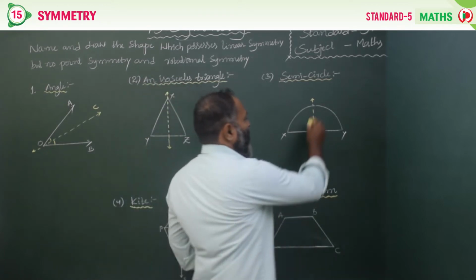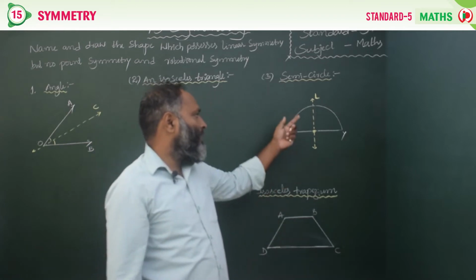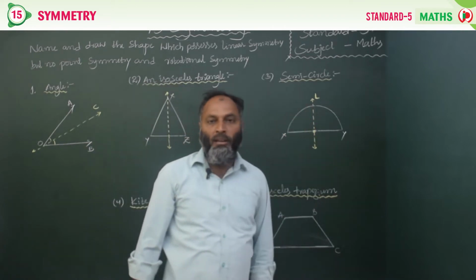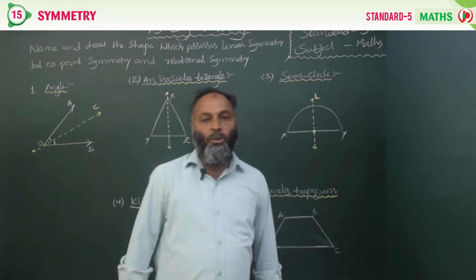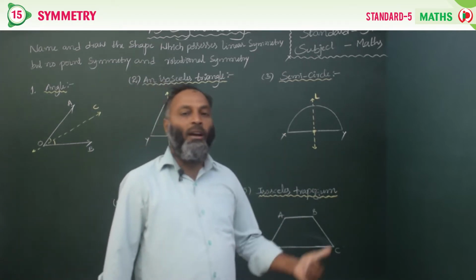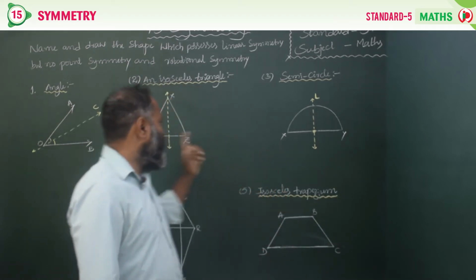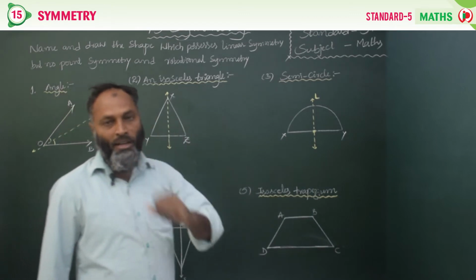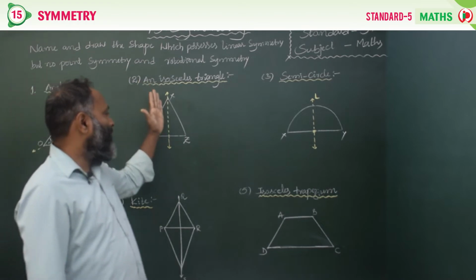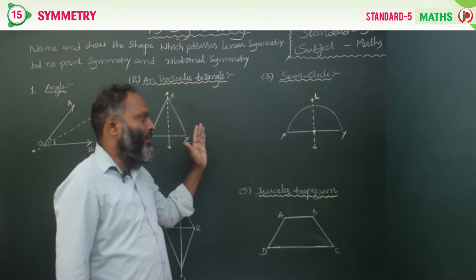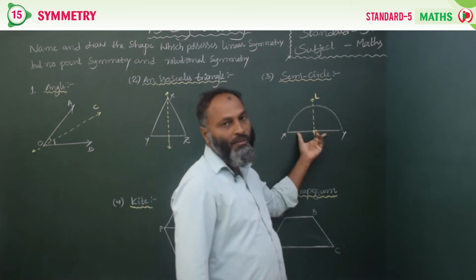So this line L is a line of symmetry of this semicircle. Here also the same: this semicircle does not have a point of symmetry and does not have rotational symmetry. It has only one line of symmetry. So all these three pictures have only one line of symmetry. In an angle, the angular bisector is the line of symmetry. In an isosceles triangle, the vertical line is the line of symmetry. And in the semicircle, the perpendicular bisector of XY, that is the diameter of the semicircle.